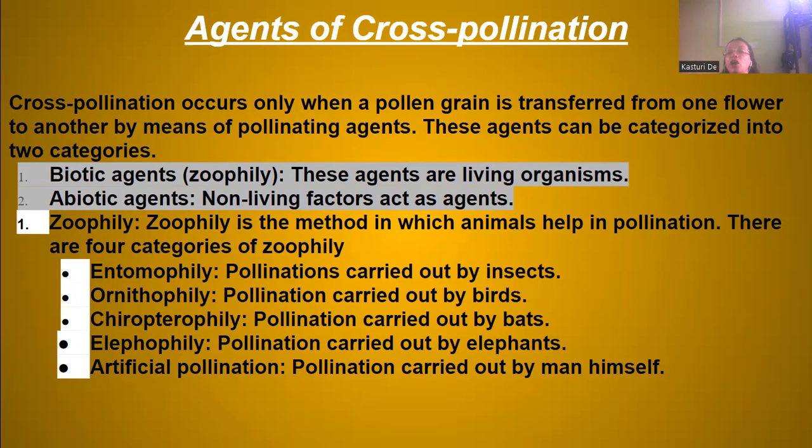Ornithophily means it is carried out by birds. Chiropterophily means carried out by bats. Elephantophily means carried out by elephants. And artificial pollination is by man himself. So these are all the types of pollinating agents. Now these are the biotic agents.